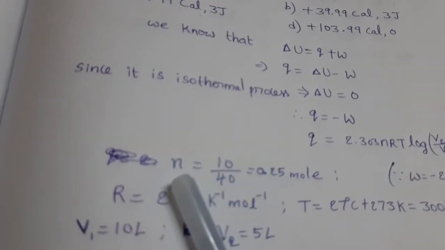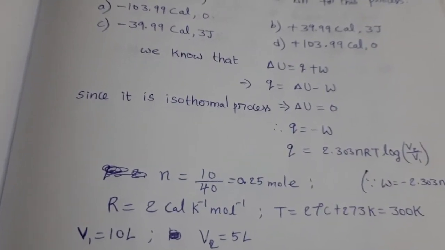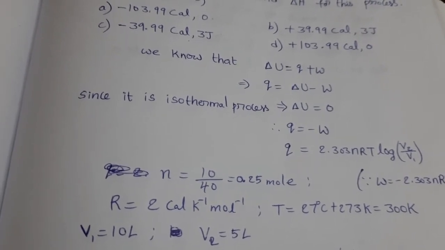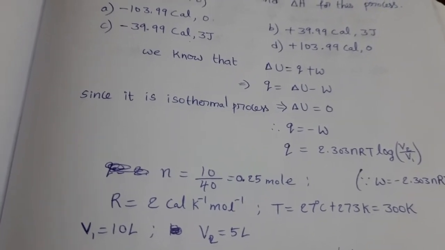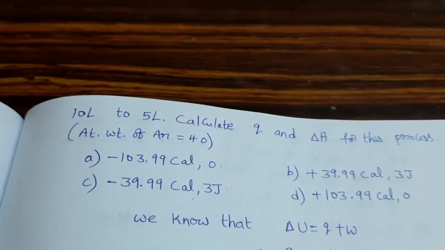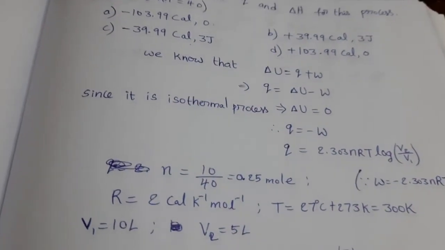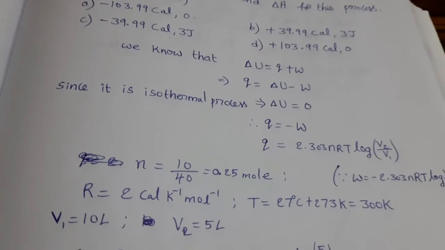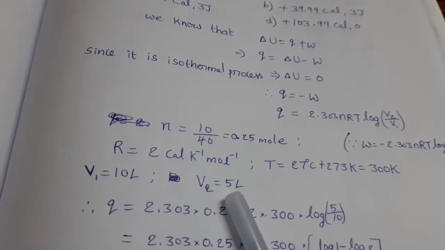Here n equal to number of moles. It is not given in the question. We have to calculate. Number of moles equal to weight of the gas 10 grams divided by molar mass of the gas 40. That is 0.25 moles. R value we should consider in calories, because in options final value is given in calories. So gas constant R we should take in calories, 2 calorie Kelvin inverse mole inverse. Temperature T equal to 27 degrees Celsius, in Kelvin 300. Initial volume 10 liters, final volume 5 liters.